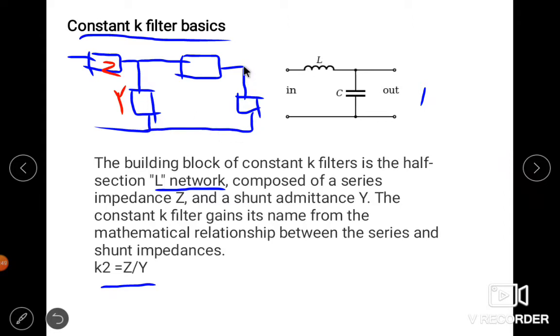And so on and so on, right? Here again I have put Z, and this I have put admittance Y, right? So I have drawn this ladder network. This is called the ladder network.